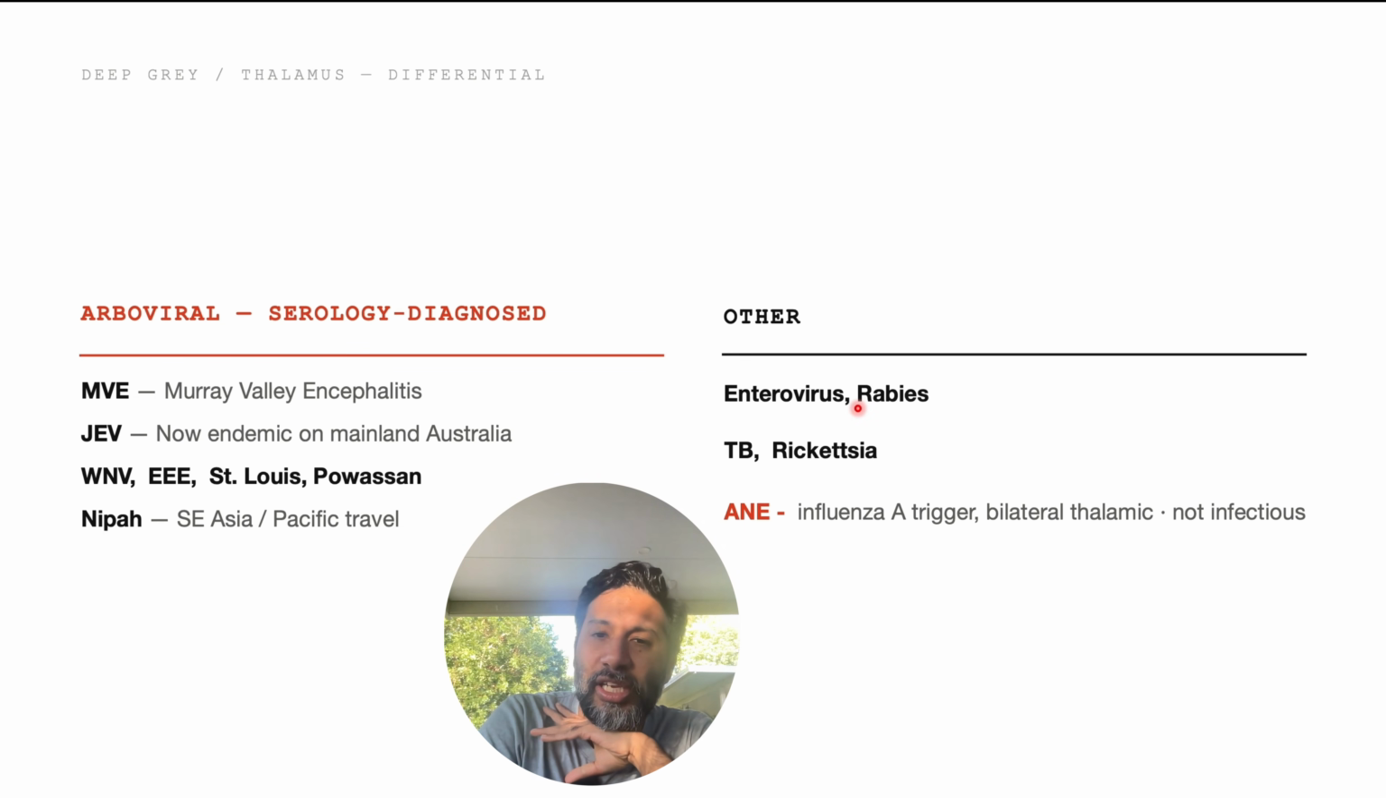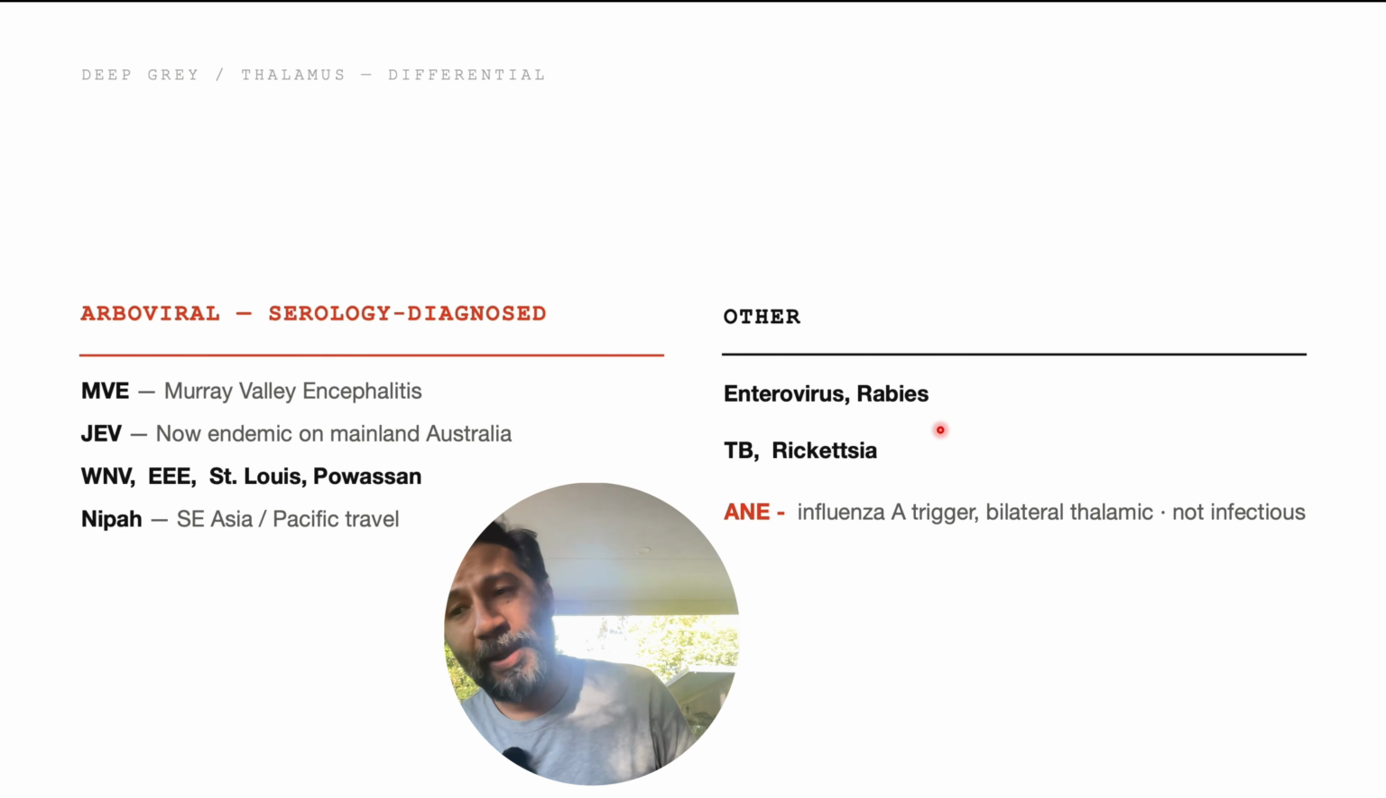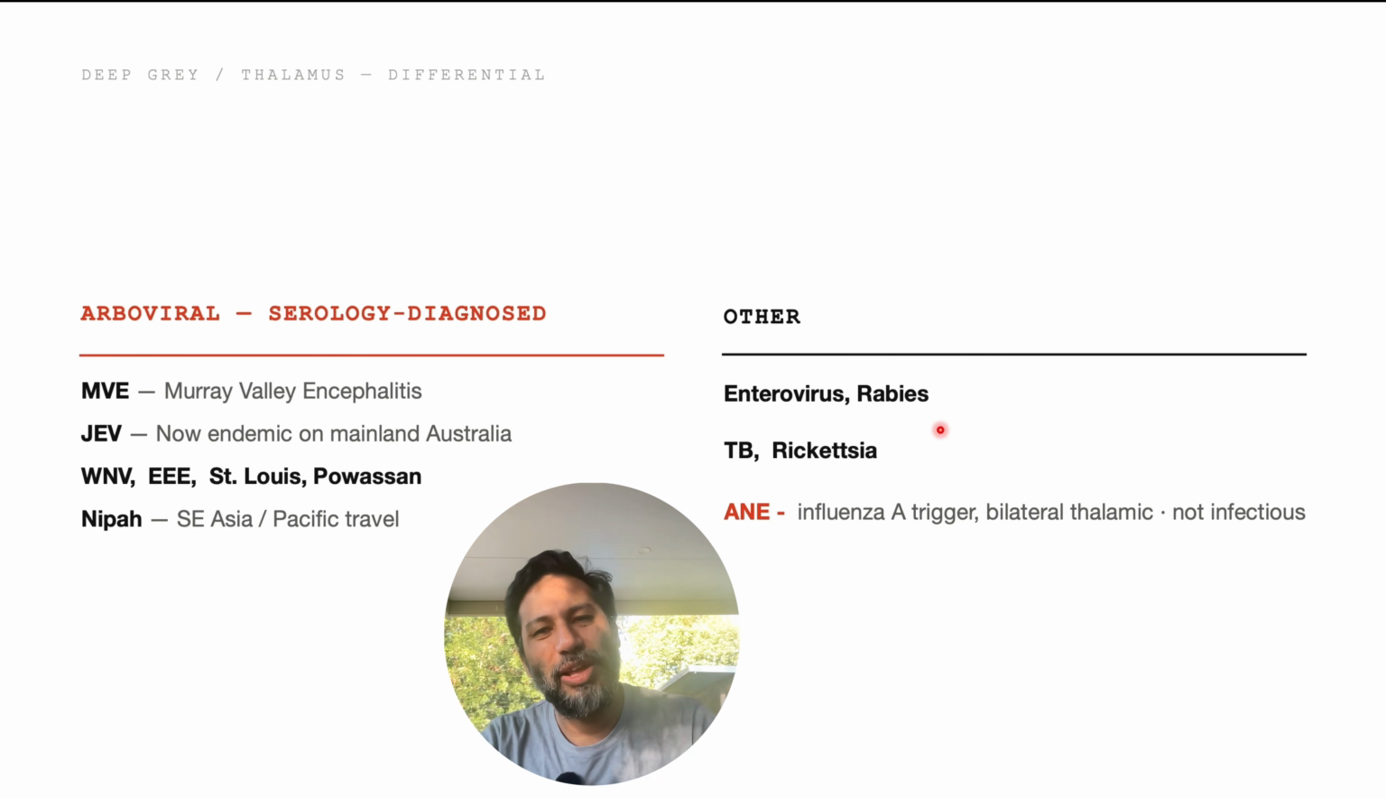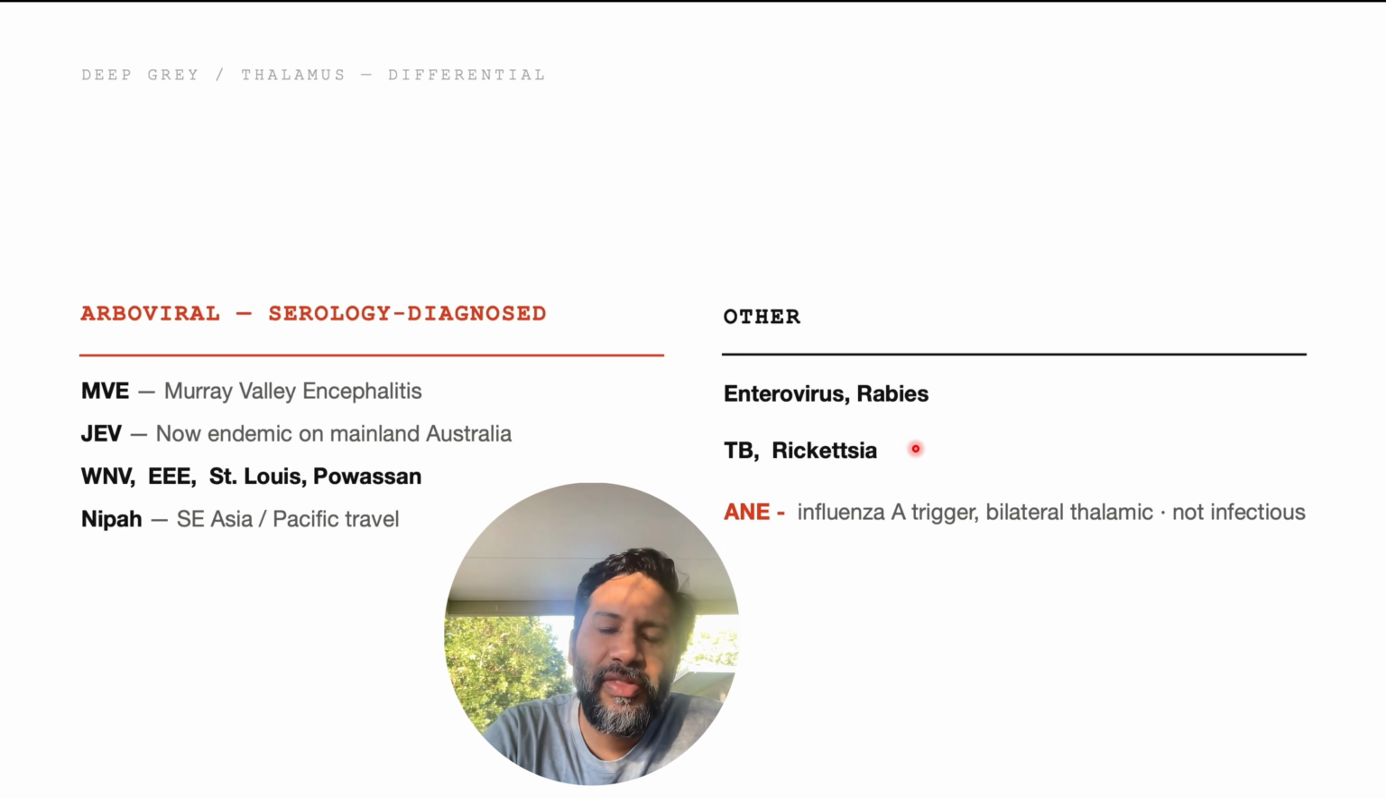Now, we can also see it with rabies. Rabies will keep coming up again and again, but we can see it with rabies. And so with rabies, we think brainstem, deep gray, and we think about temporal lobes. And then finally, TB and rickettsia.